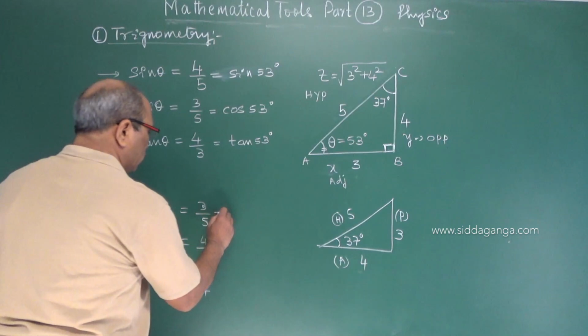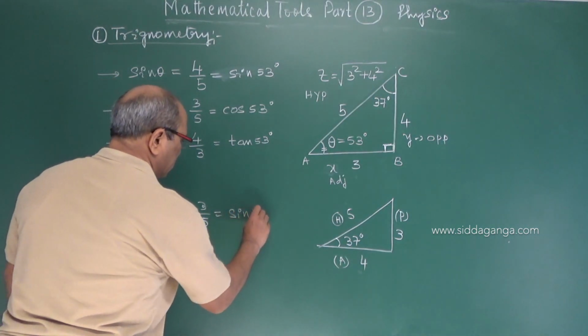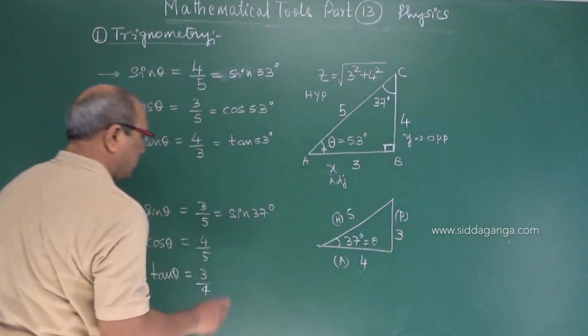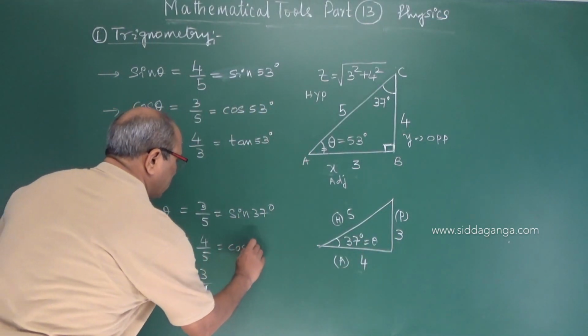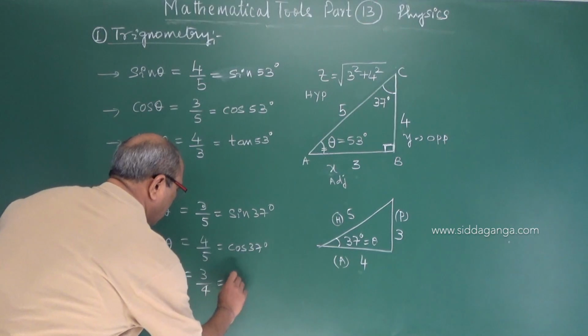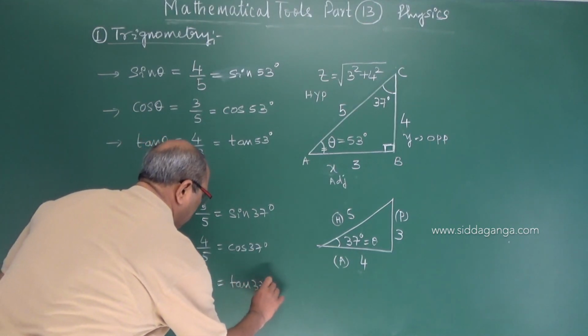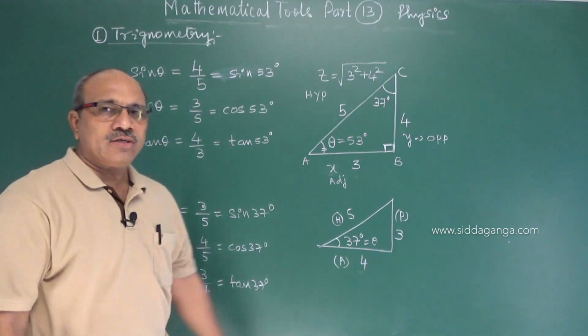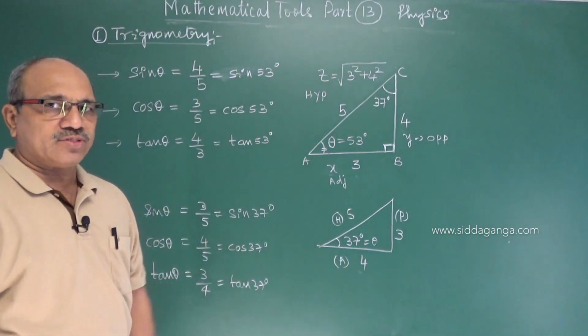So this can be shown to be equal to sine of 37 degrees. This is theta. This is cos 37 and tan 37. These specific values are used in entrance problems.